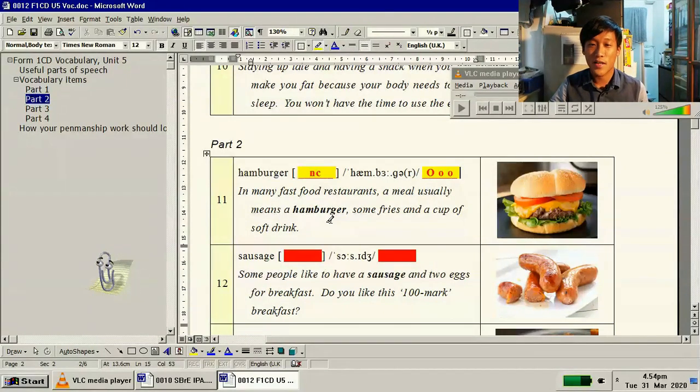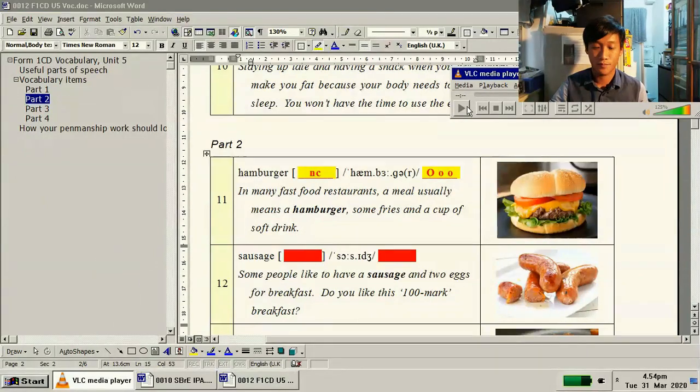Let's practice reading together. Hamburger. In many fast food restaurants, a meal usually means a hamburger, some fries, and a cup of soft drink.